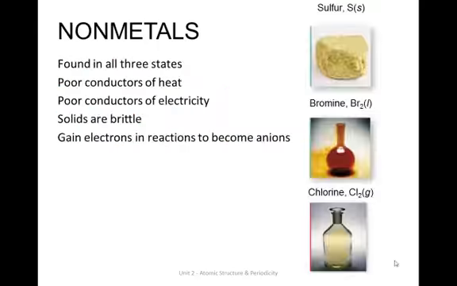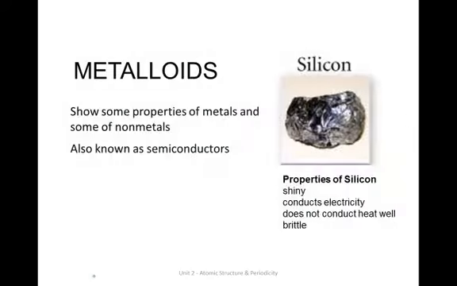On the right side of the periodic table, we find the nonmetals, and they are actually found in all 3 states. We have sulfur in the solid state, bromine in a liquid state, and there are quite a few that are in the gaseous phase, including chlorine. In contrast to the metals, they are poor conductors of heat and electricity. The solids are brittle, they are not malleable or ductile, and as we said before, they gain electrons in reactions to become anions, negatively charged ions.